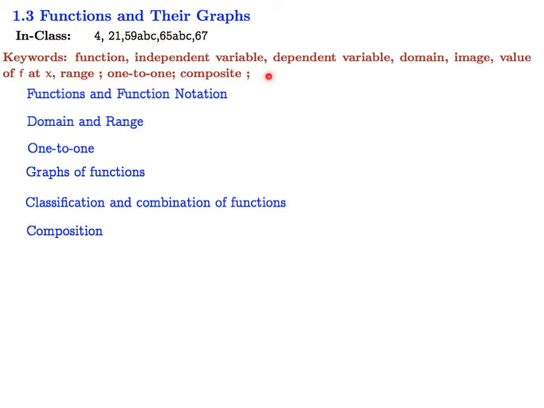Also, we've got our keywords listed here at the top. And what I've also listed here is sort of our big function headings, so you can see what we're going to be reviewing in this video. So we'll briefly go over functions and function notation, review a little bit about domain and range, talk about this idea of one-to-one, which will be very important for us in the next section, talk a little bit about graphs of functions, classification and combinations of functions, and finally, everyone's favorite, function composition.